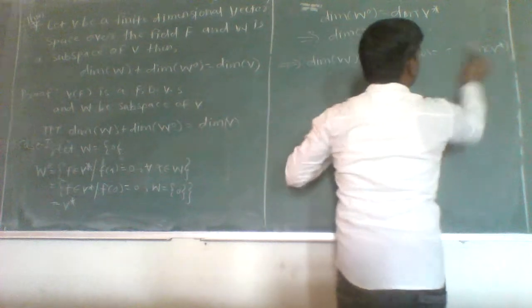Now we have to prove the second case, that is W equal to the whole vector space V. Case 2: W equals vector space V. Now, as W equals V, the annihilator of W contains all F belonging to V star such that F of alpha is equal to 0 for each alpha belonging to W, that is, for all alpha belonging to V.